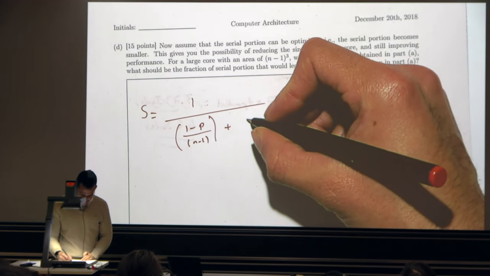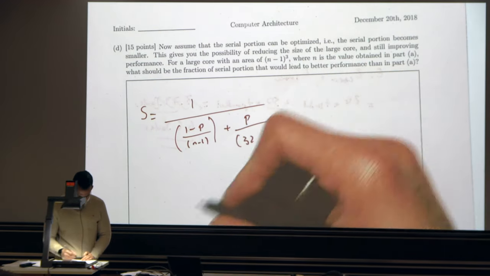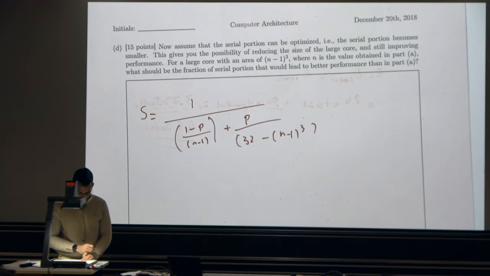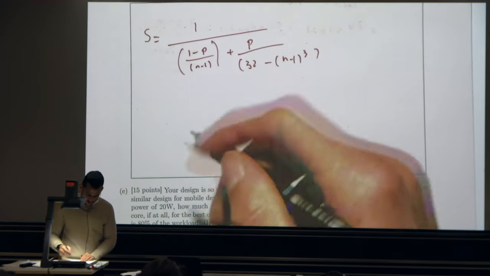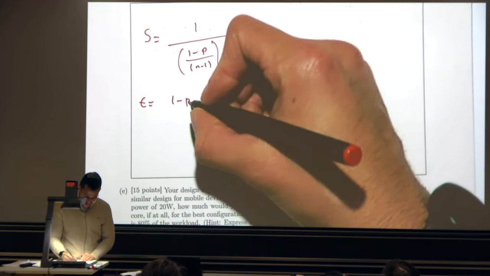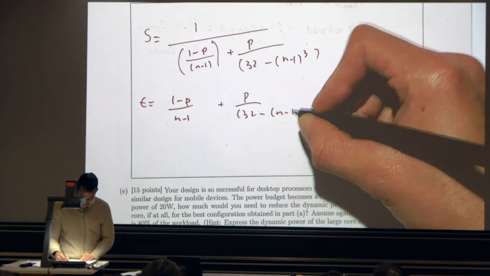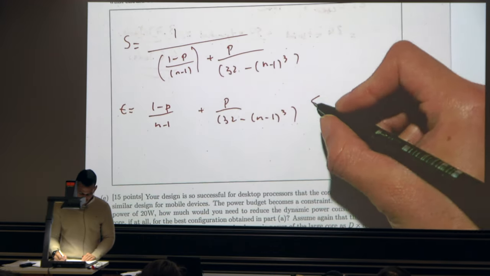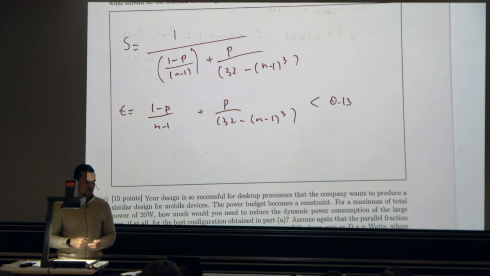The parallel portion still takes p units of time, and you still have the same amount of area, so we can place 32 minus (n minus 1) to the power of 3 small cores. So, as before, the time is given by (1 minus p) times (n minus 1) plus p over (32 minus (n minus 1) to the power of 3). And you want this time to be smaller than the previous time, that was 0.13 from the calculation in part A.